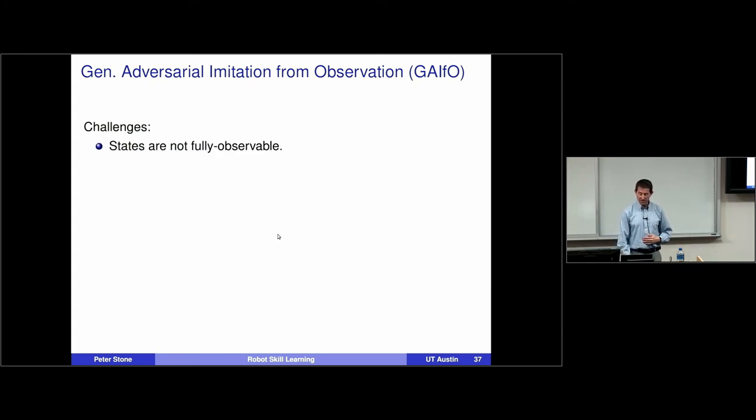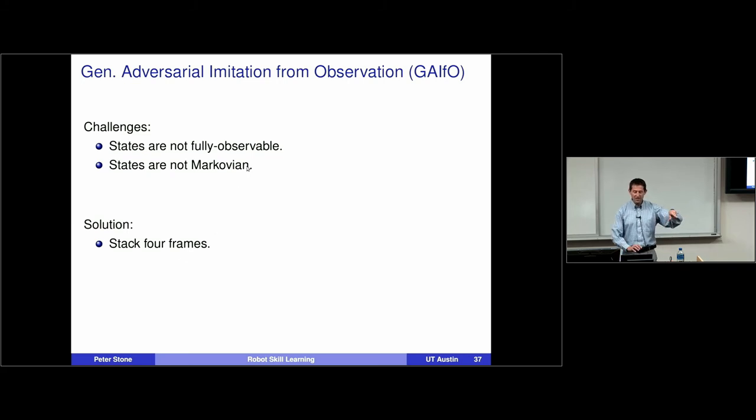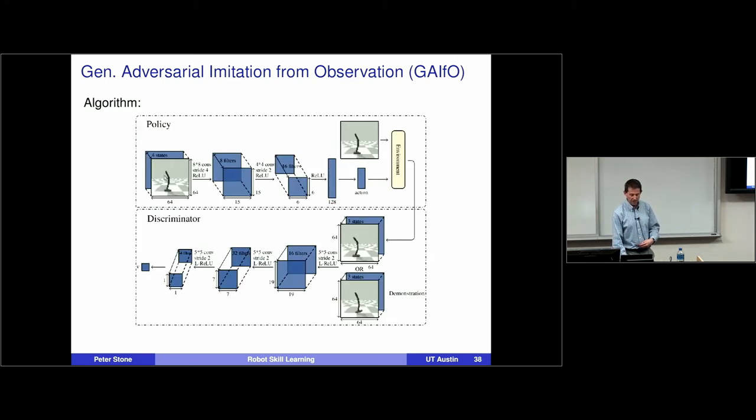So the challenge is addressed here, just to wrap up: the states are not fully observable, the states aren't Markovian. As you asked, the question was about the actual joint angles. In general, when you're doing it from observation, you're actually going to have a visual demonstration. So in this case, we can do the same kind of method, but now use a convolutional neural network from image space to do exactly the same methodology.